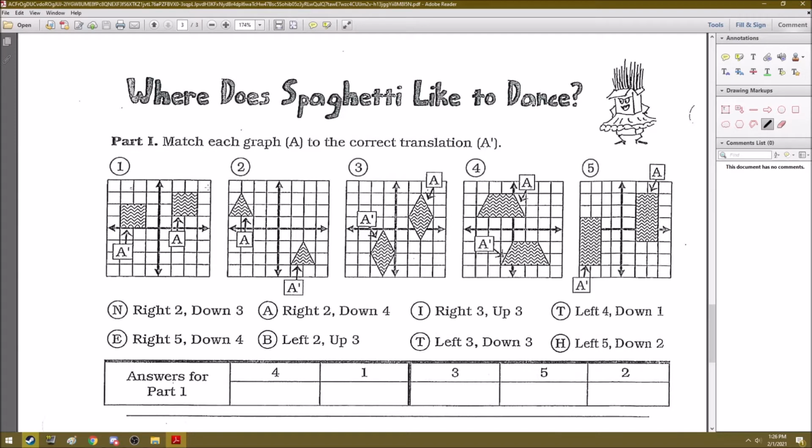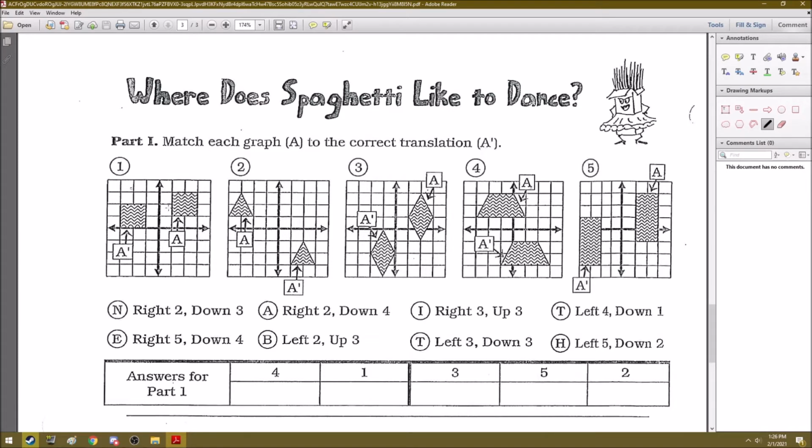Here it says that the original is going to be A. So A, and the first one is right here. And the translation is the A with a dash, which is A prime, is how we say that. So A is the original, and A prime is this shape over here. So now we need to find how A was translated to get to A prime.